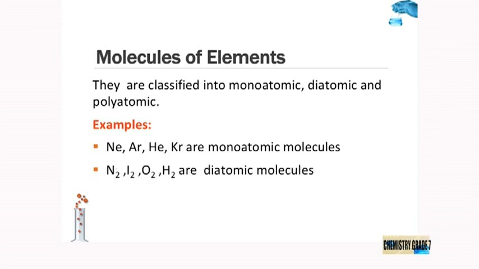Nitrogen, iodine, oxygen, and hydrogen are diatomic molecules. Ozone, phosphorus, and sulfur are polyatomic molecules. That is because they are made up of more than 2 copies of the same element.